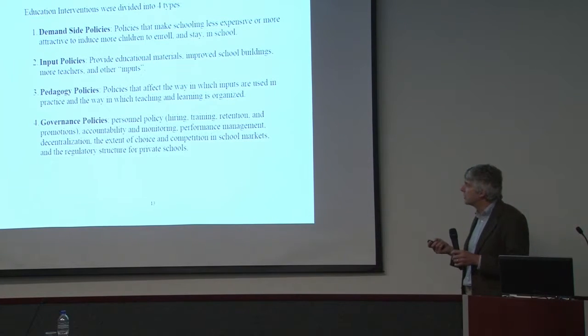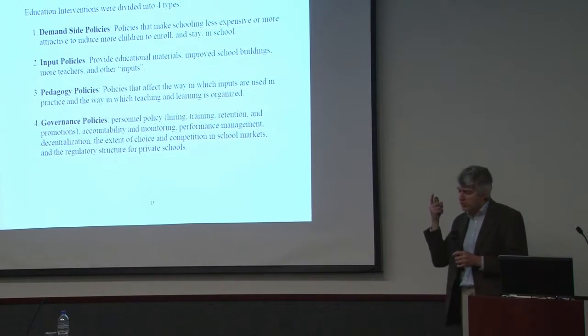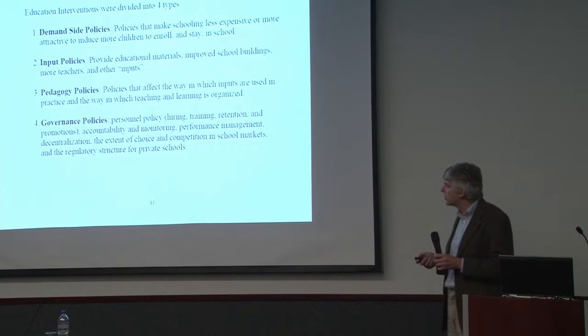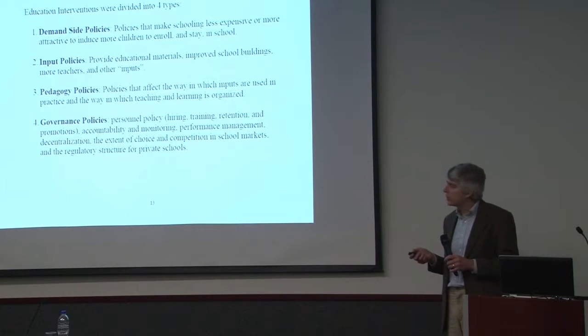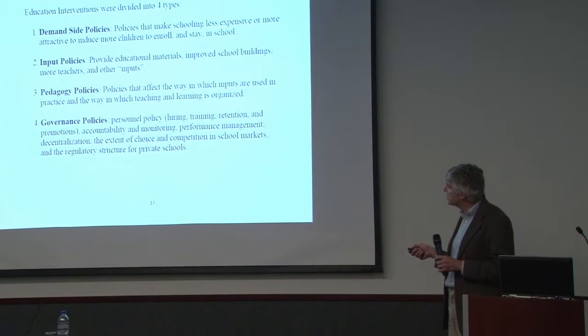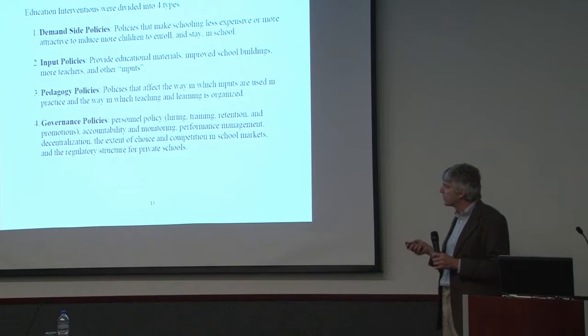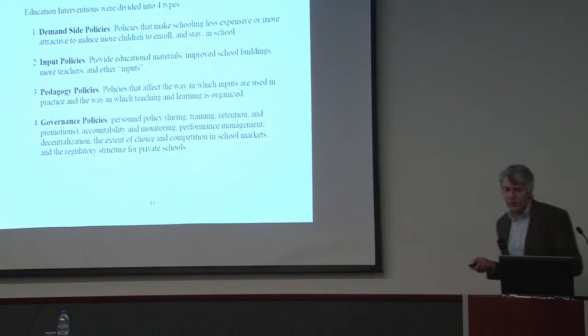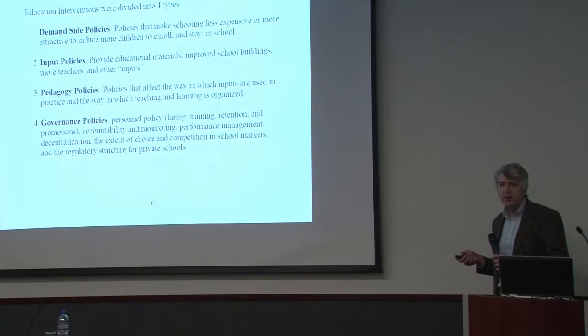What kind of accountability is there? Is teachers' performance being monitored? Are they being rewarded or maybe not being rewarded? And then there's private schools and decentralization. There's lots of things that fall under that. So those are the four kinds of policies. And so I'm going to show you now the tables for each of these.